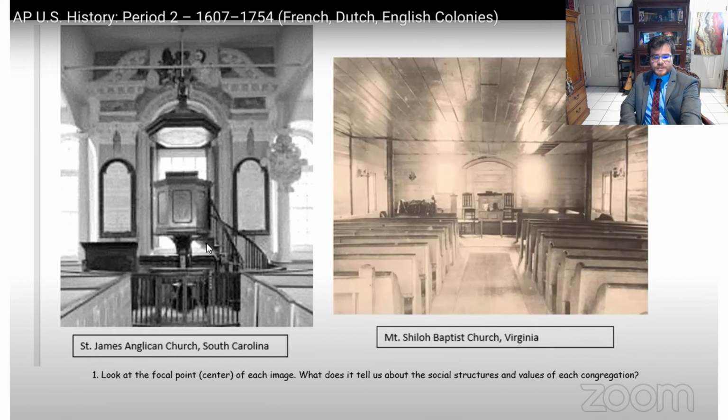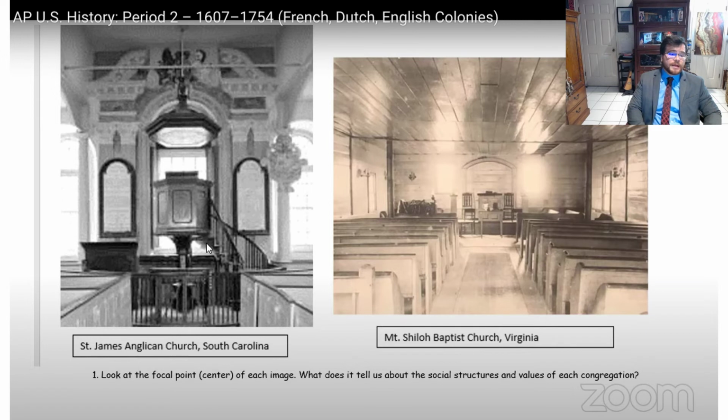Okay, so take a look. Let's contrast these two images, guys. On the left, we have the Anglican Church. Those are the Old Lights. On the right, we have the new kids on the block, the Baptist Church. Look at the difference, guys. Look where the podium is. Is there a podium? Which one looks more democratic? I'll give this like 10 seconds.